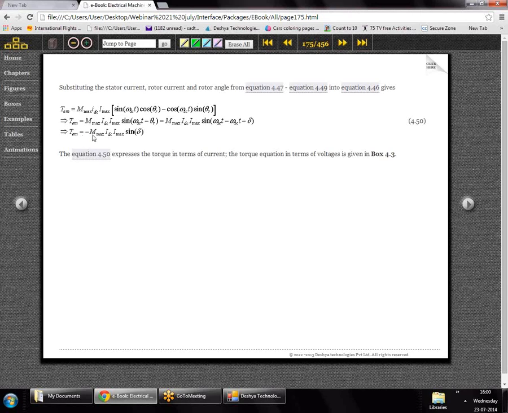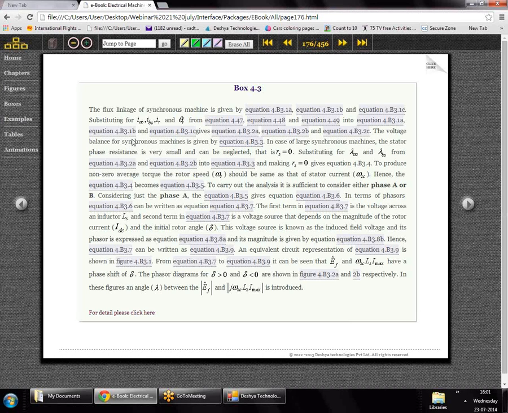So the torque produced is given here in 4.40, and this is the torque equation that we saw in the beginning of chapter 8, in the beginning of this webinar. So this is how the torque equation is derived. It's for a two-phase machine. We have seen how it can be derived for a single-phase machine. Now we have seen how it can be done for a two-phase machine. This can be extended to a three-phase machine as well.